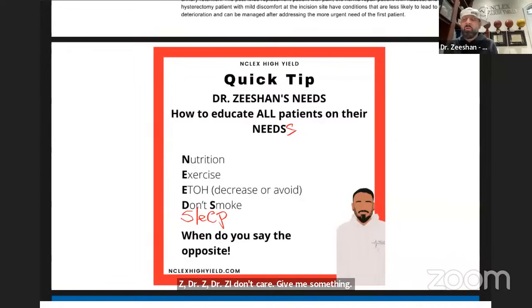ETOH is alcohol. Am I going to say increase alcohol consumption? No. Am I going to say decrease or avoid? Yeah, absolutely. That whole idea of 1 glass of wine, 1 shot of whiskey, 1 beer is long gone, right? Don't smoke. It's okay, smoke half a pack a day, or a couple of cigarettes a day, you'll be fine. No, I'm never going to say smoke.